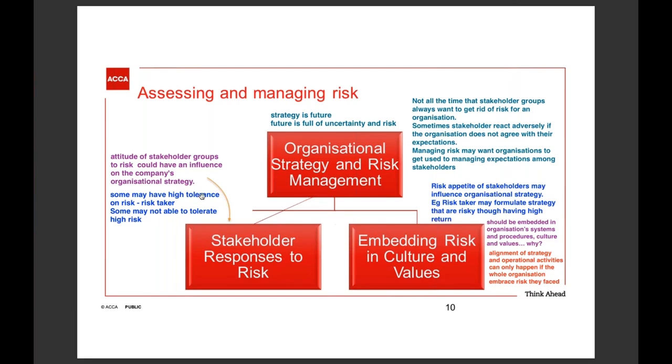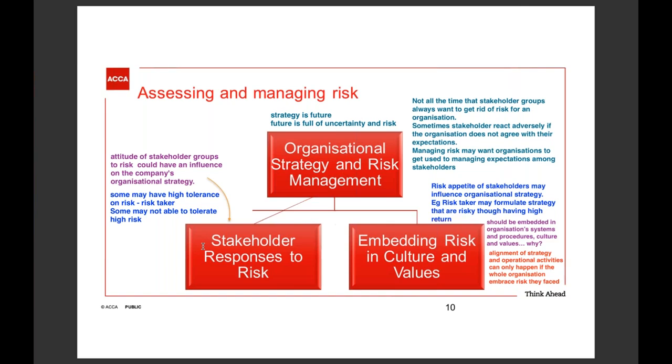If you notice what I've scribbled here, stakeholder responses to risk can have influence on the company's organizational strategy. Why do I say that? Because some stakeholders may have high tolerance in facing risk. If they have high tolerance, they're bound to be risk takers. But some may not, so they are the risk averse kind of stakeholders.